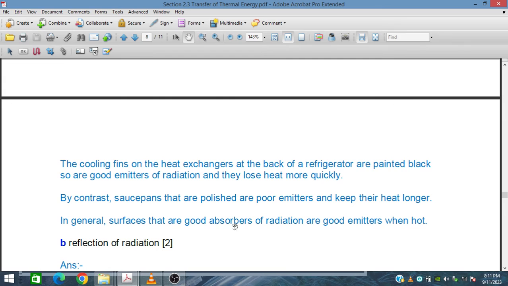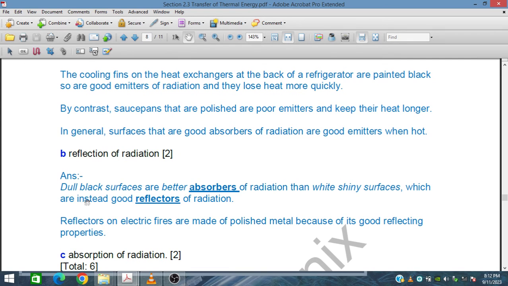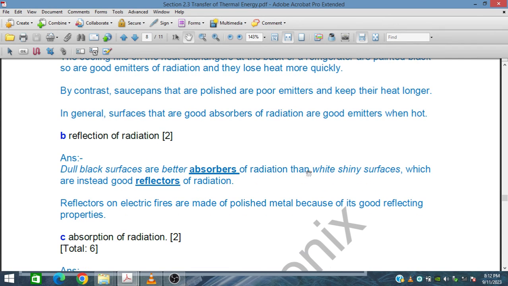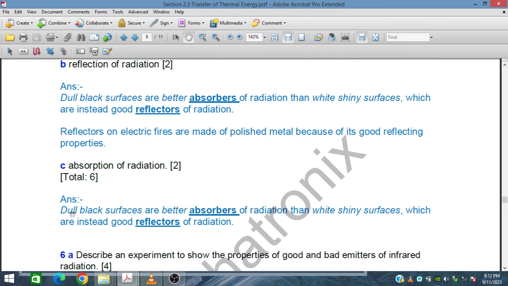In general, surfaces that are good absorbers of radiation are good emitters when hot. Reflection of radiation. Dull black surfaces are better absorbers of radiation than shiny white surfaces, which are instead good reflectors of radiation. Reflectors on electric fires are made of polished metal because of its good reflecting properties. Absorption of radiation. Dull black surfaces are better absorbers of radiation than white shiny surfaces, which are instead good reflectors of radiation.